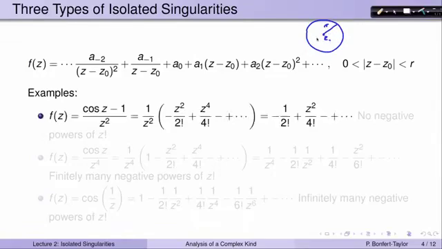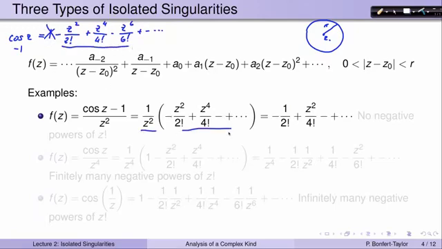Here's some examples. Consider the function f of z is cosine z minus 1 over z squared. Remember that cosine z has a Taylor series expansion 1 minus z squared over 2 factorial plus z to the 4th over 4 factorial minus z to the 6th over 6 factorial, and so forth. If I subtract 1 from this function, then this 1 here goes away. And if I divide that by z squared, then I find myself with 1 over z squared times exactly this series expansion I found up here.